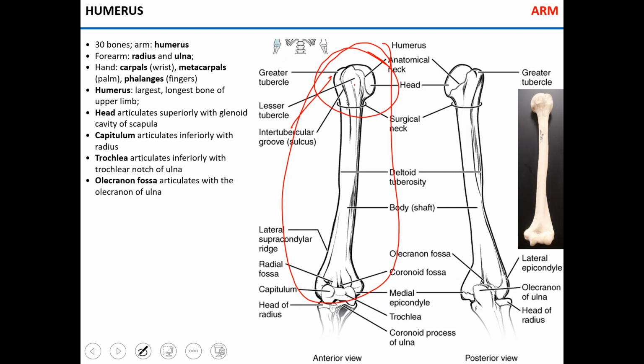Greater and lesser tubercles are the sites for muscle attachment. Capitulum here articulates with the head of the radius, while trochlea articulates with the trochlear notch of ulna. And finally, quite clearly, you can see here olecranon fossa, the very pointy depression. In this photograph, unfortunately, it would be on the other side. Olecranon fossa articulates with the olecranon or olecranon process of the ulna.